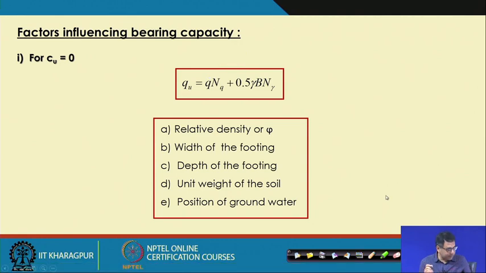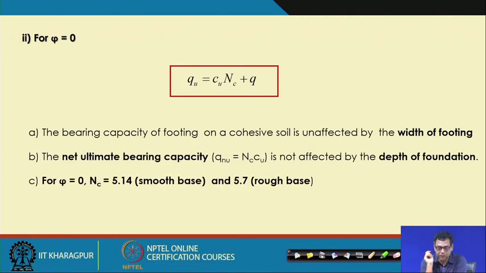Now, if it is a C soil or cohesive soil, or phi is equal to 0, then the ultimate bearing capacity will be Cu Nc plus q, because Cu is undrained and phi is equal to 0. So, what are the factors influencing? Because there is no B value, the width of the footing does not have any influence on the bearing capacity if it is on purely clay soil. So, remember that width of the footing does not have any influence if you are determining the bearing capacity of a foundation which is resting on a purely cohesive soil.